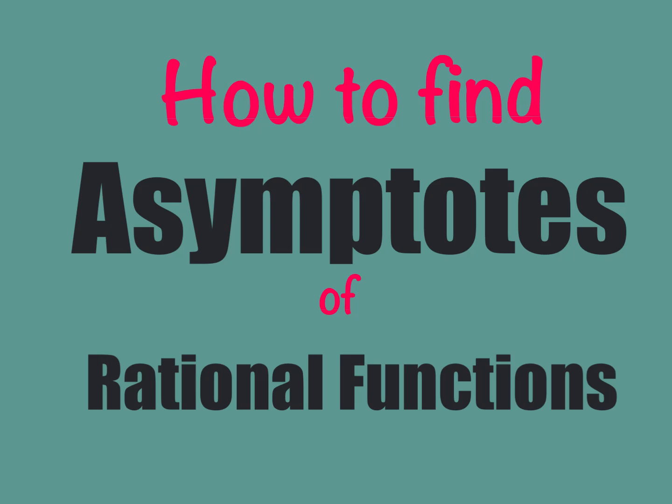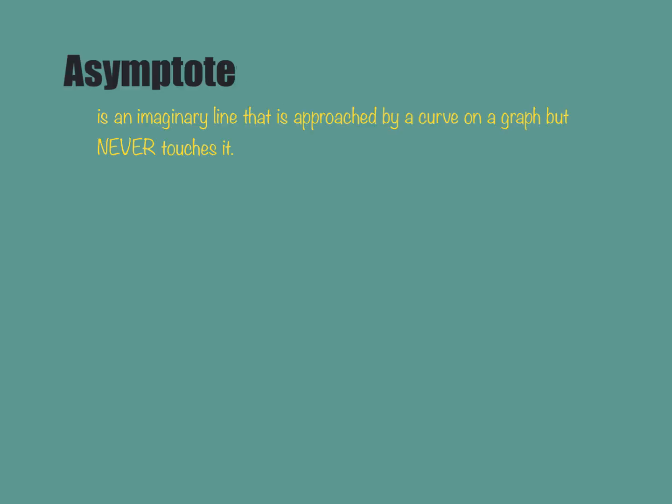How do we find asymptotes of irrational functions? First of all, let's define an asymptote. An asymptote is an imaginary line that is approached by a curve on a graph but never touches it. And we do not have to draw the asymptote lines in. Sometimes we just use dotted lines to show that they are there.